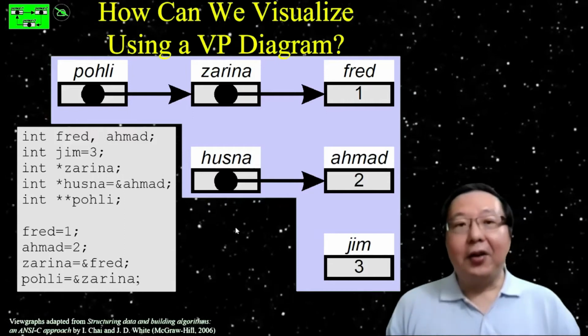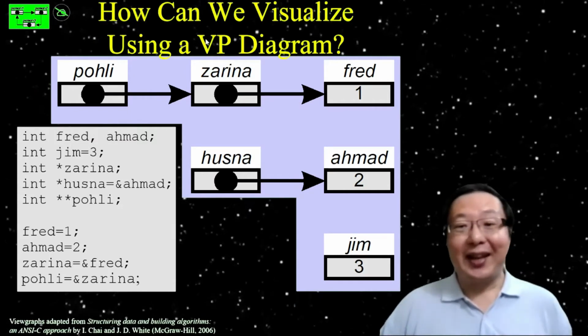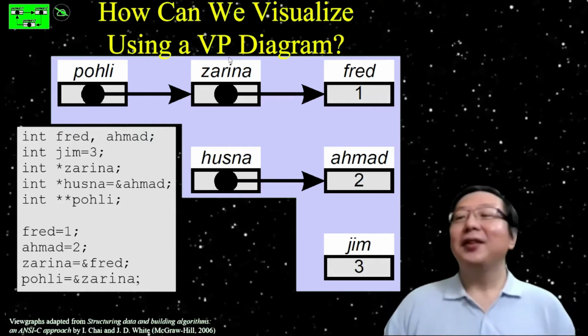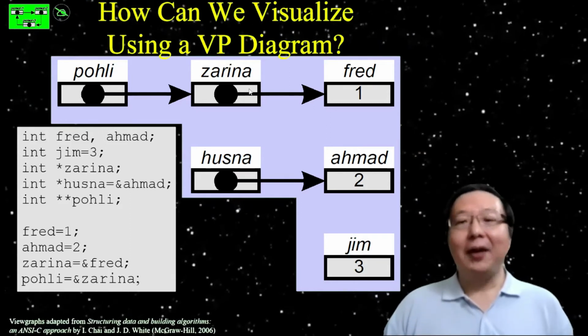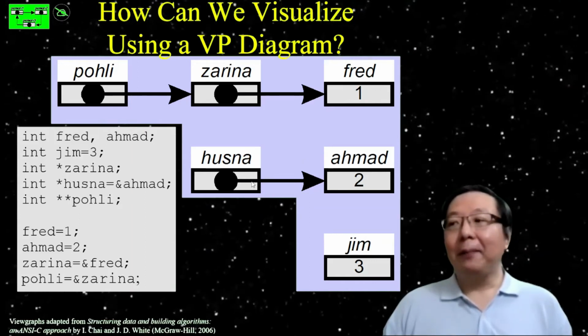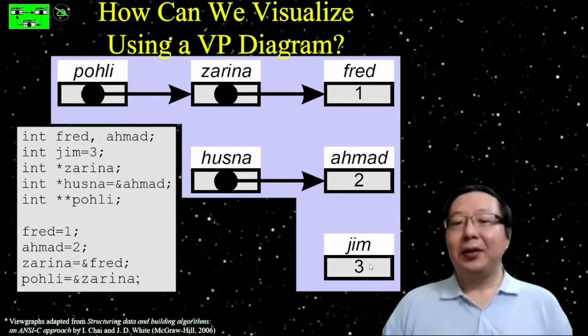So at the end of running all this, we can visualize it. Remember the first question I asked? How can we visualize this using a VP diagram? This is how. We have Polly pointing to Zarina, Zarina pointing to Fred, Fred has 1 in it, Husna pointing to Ahmad, Ahmad has 2 in it, Jim containing 3.